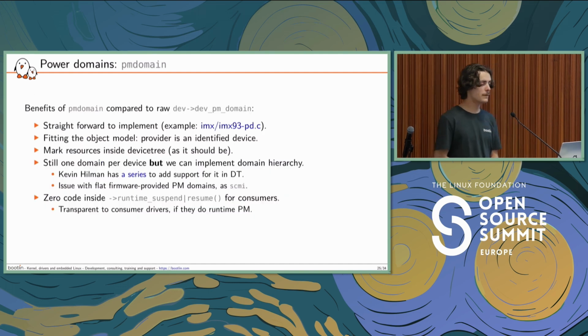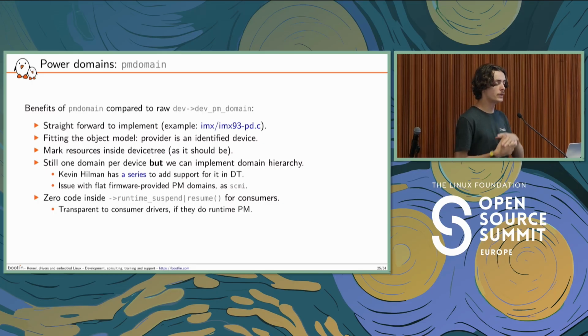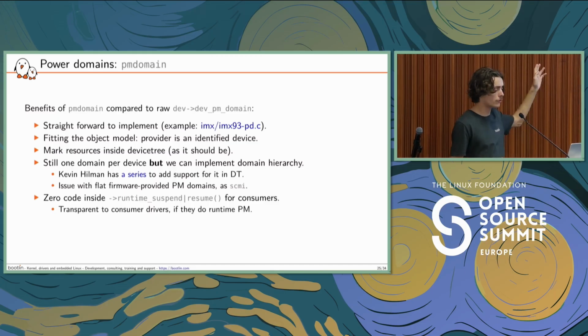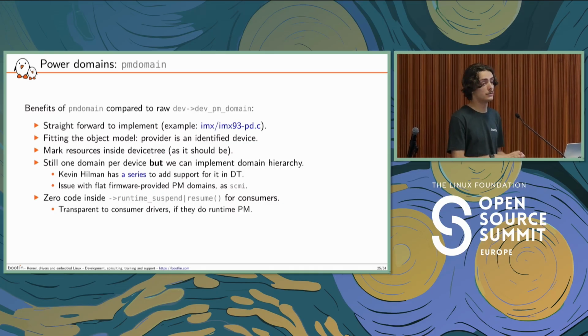So let's recap to make it clear what the benefits are of using PM domain compared to raw dev PM domain field. First of all, it's really straightforward to implement. I put a link here. This is one example of a PM domain driver that is pretty straightforward. Well, what can you expect? You have two callbacks, power on, power off. They are implemented however you see fit. It depends on your hardware. So this one is doing readl, writel calls. So I kept it simple. And that's pretty much it.